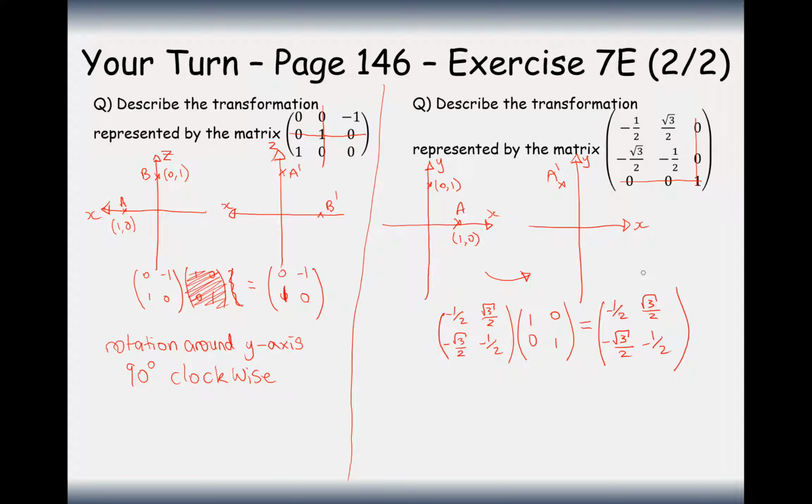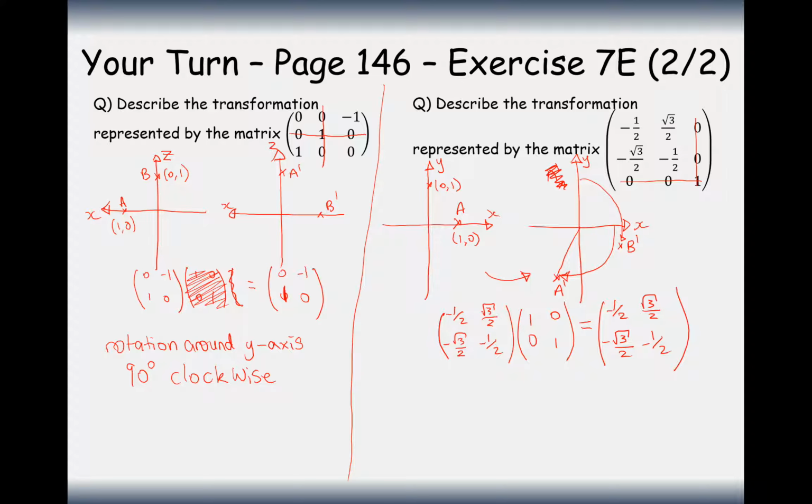B is going to rotate around, sorry, I've put this in the wrong position, haven't I? It's minus a half, minus root 3 over 2, so it should be down here, my apologies. The second coordinate is going to end up at root 3 over 2, minus a half, so down here. Okay, so my B coordinate has rotated round to here, my A coordinate has rotated round to here.